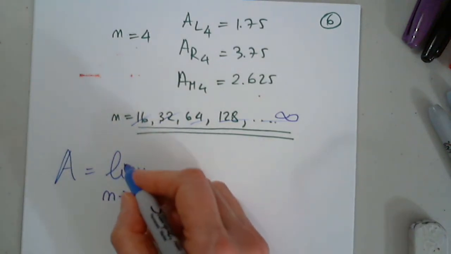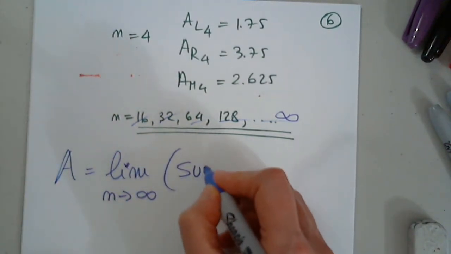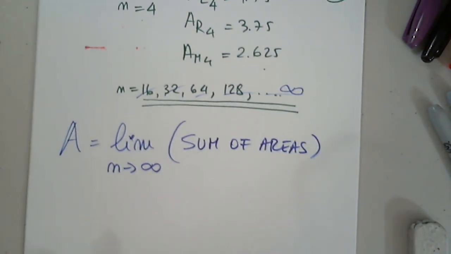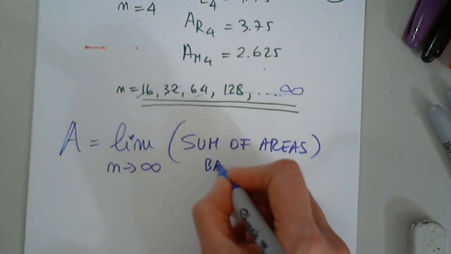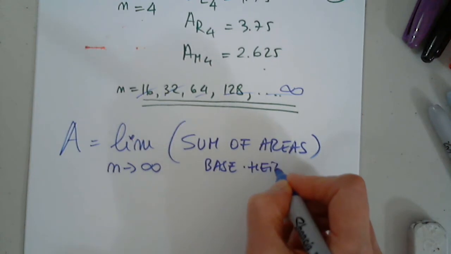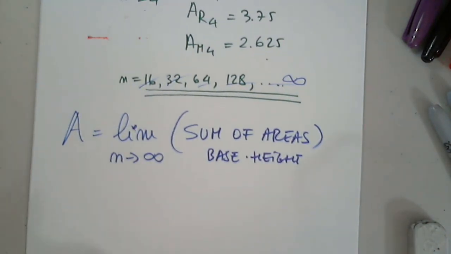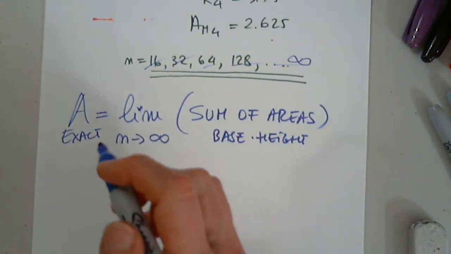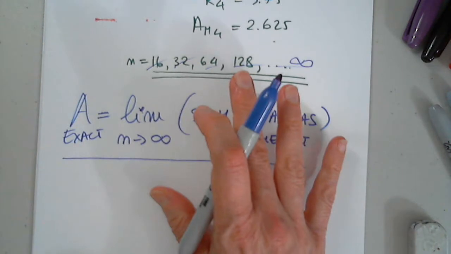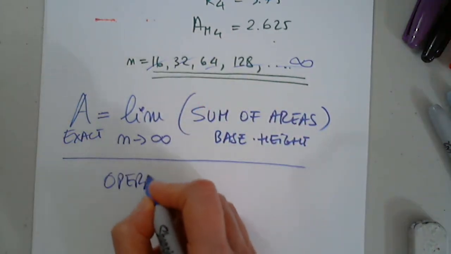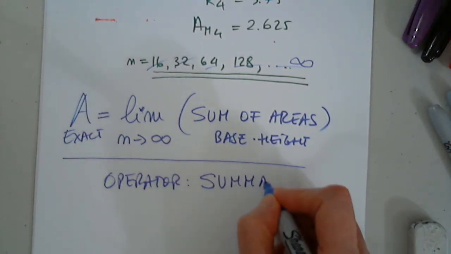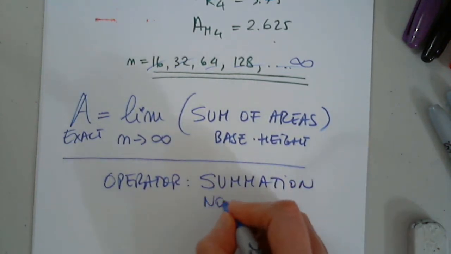Okay, from what? From the sum of areas of all subintervals. Sum of areas, base times height. This will be exact. There is another operator before I come back to this operator called summation notation.